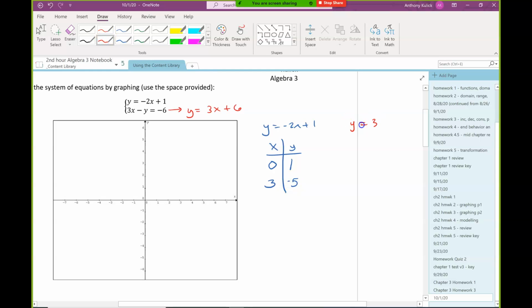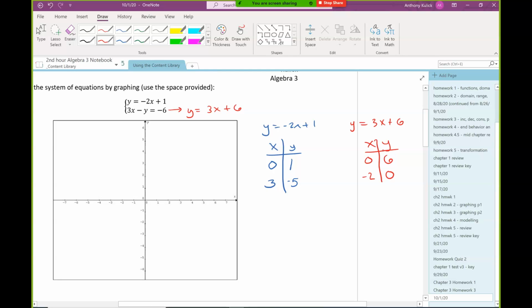And then I'll do a similar thing for the other. So again, maybe I'll pick 0 for x. 3 times 0 is 0, plus 6. And then maybe I'll pick negative 2. 3 times negative 2 is negative 6, plus 6 is 0.